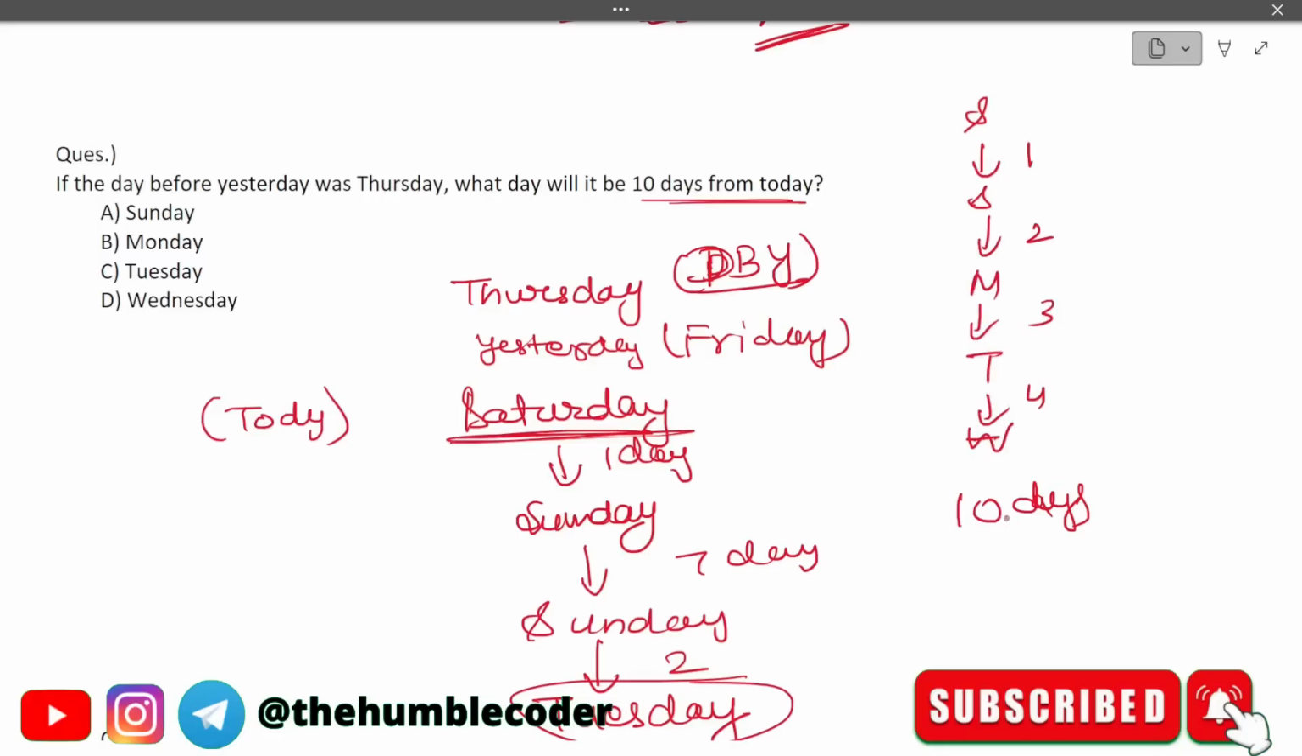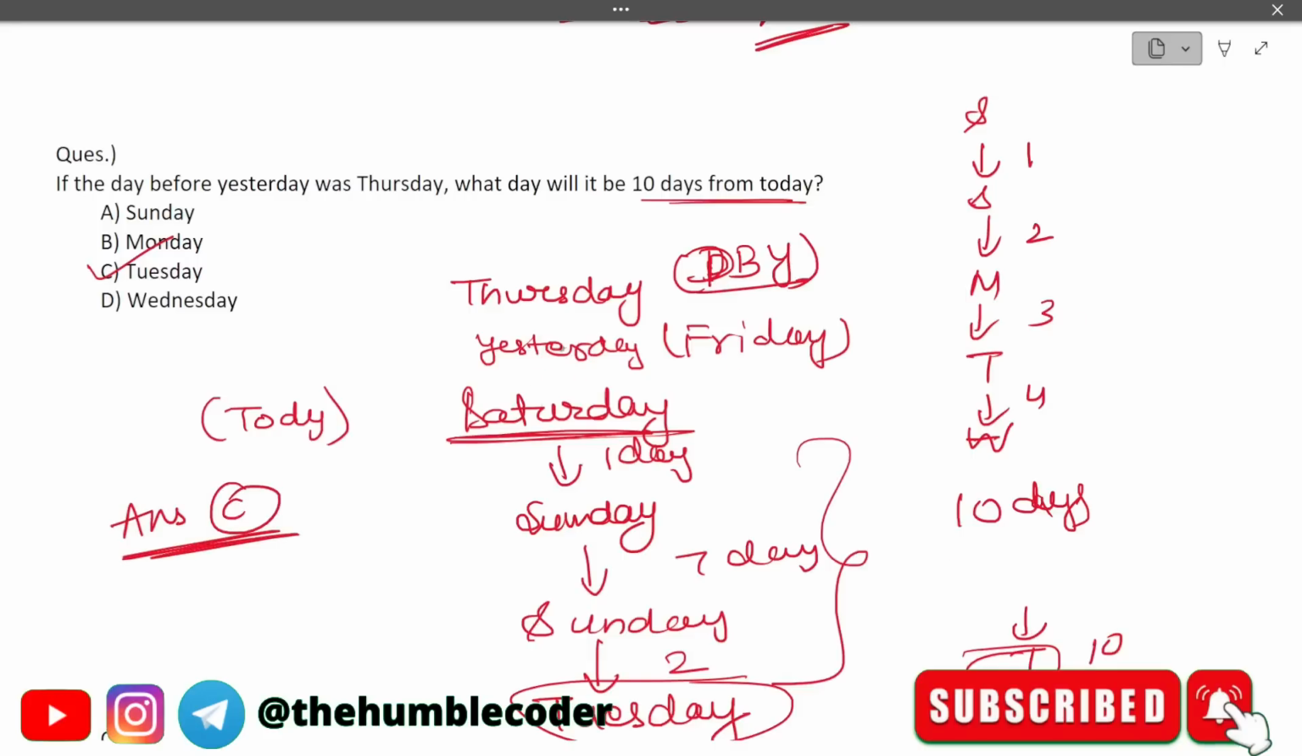So in this way you can even reach Tuesday only at the end on the 10th day, because sometimes doing this kind of calculation might mess up and you might get confused. So try to be extra sure that whatever you are calculating is correct. So the correct answer for this question is option number C. Okay, so the 10th day from today is Tuesday.